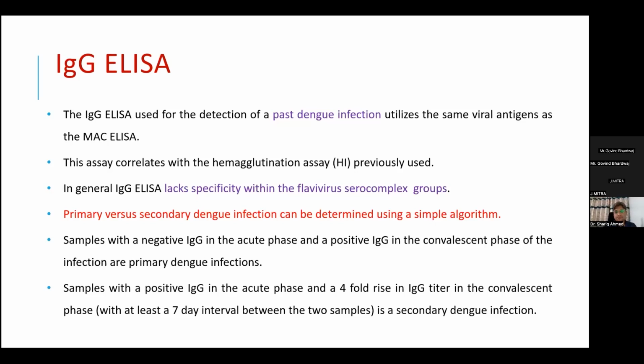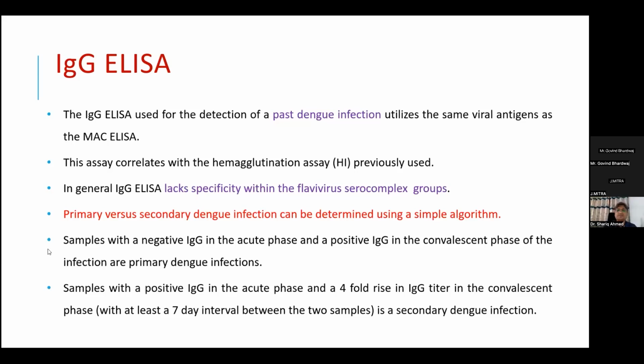However, we can detect primary versus secondary infection by using a simple algorithm. If a sample is IgG negative in the acute phase and IgG positive in the convalescent phase, we will detect it as a primary dengue infection. Or if the sample is IgG positive in the acute phase and there is a four-fold rise in the IgG titer in the convalescent phase, it corresponds to a secondary dengue infection.